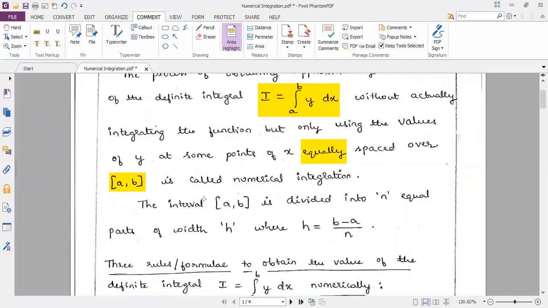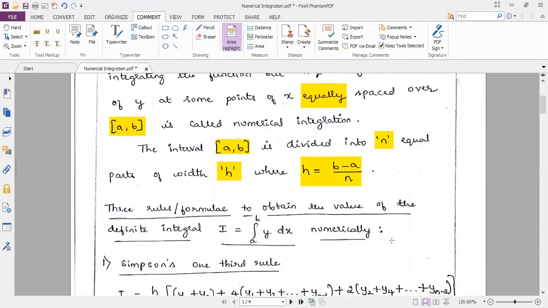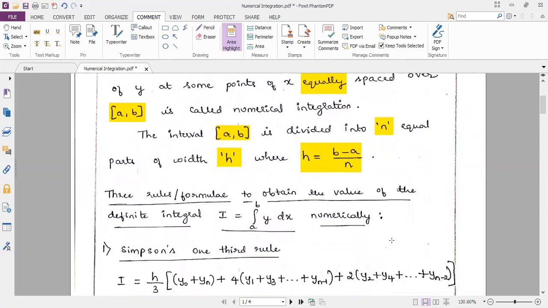The given integral, the interval a comma b is divided into n equal parts of width h, where h is given by b minus a divided by n, where b and a are the limits of the integral, respectively upper and the lower limit. There are three rules of formula which we are following here to obtain the value of the definite integral I is equal to integral a to b y dx numerically.